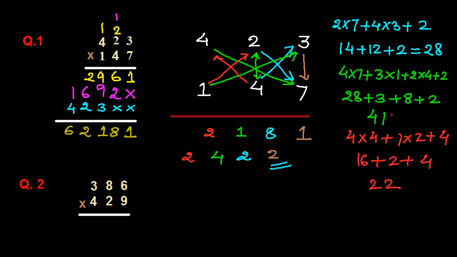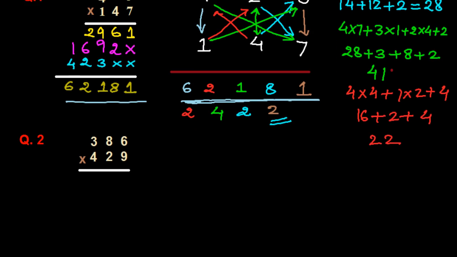Now finally we multiply the first digits here. 4 1 times 4, 4 plus 2 is 6. So here you see 62181. This is our answer, the product of this multiplication. So it's a very easy technique. In one row you can easily multiply this.